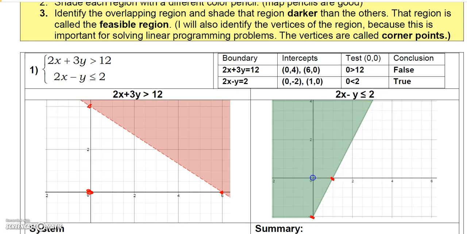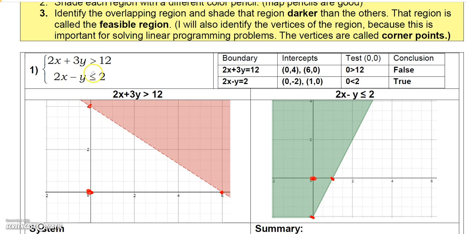And here's the test point right here, (0, 0). So if I plug (0, 0) into this one, notice I get a true statement. 0 is less than or equal to 2, which is a true statement. So this time I shade on the same side as my test point. And you can see my test point is actually above the line. So I shade everything above the line. In other words, everything on this side of the line gets shaded.